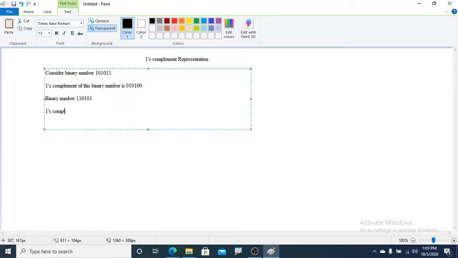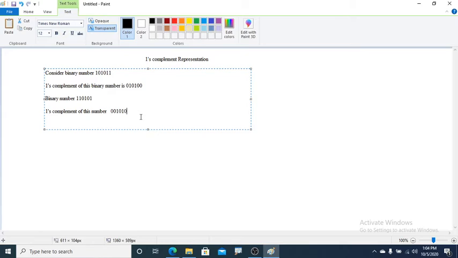What is the one's complement of this number? Wherever 1 is there, we are placing 0. So 1 is there, 0; 1 is there, 0; 0 is there, 1; 1 is there, 0; 0 is there, 1; 1 is there, 0. So this is the one's complement of this number. This is what one's complement representation is.